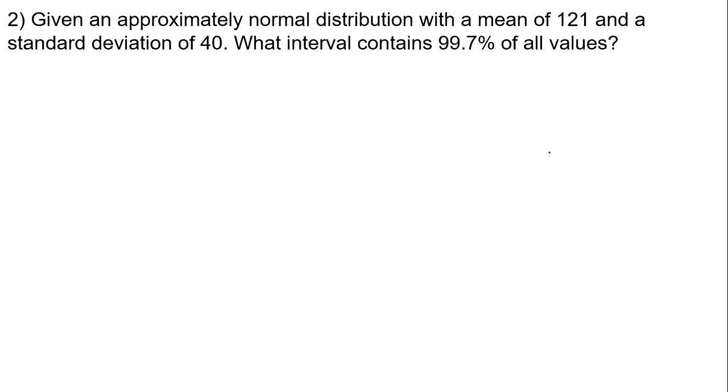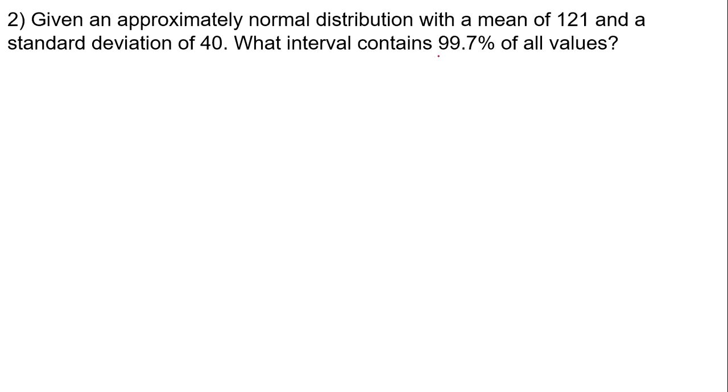Okay, number 2. Given an approximately normal distribution with a mean of 121 and a standard deviation of 40, what interval contains 99.7%? So as soon as you see "what interval," we're going to have to be adding and subtracting to find those tails of the bell curve.